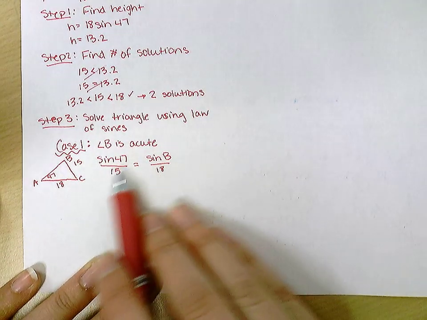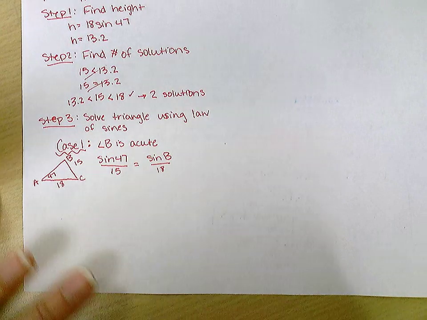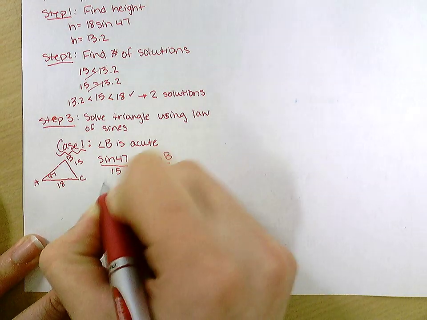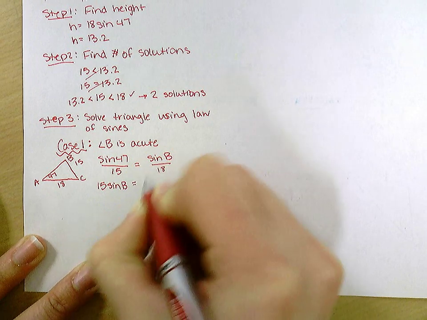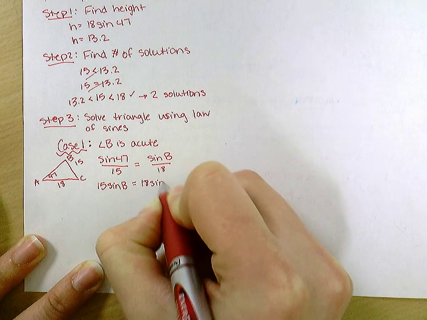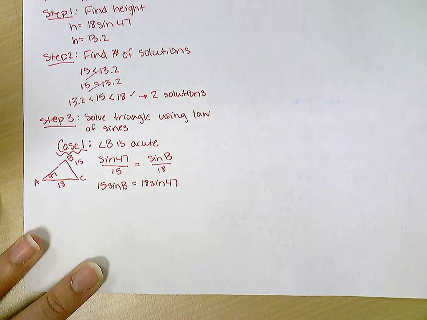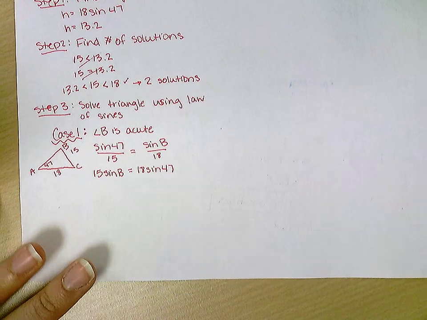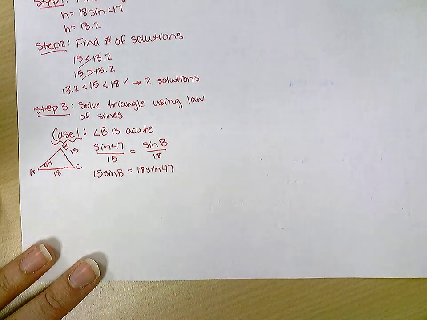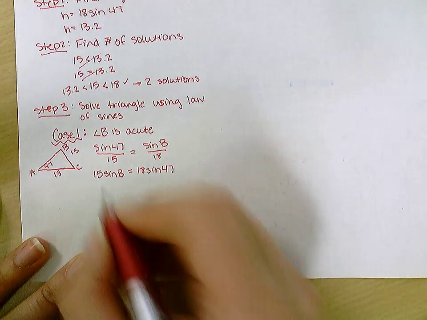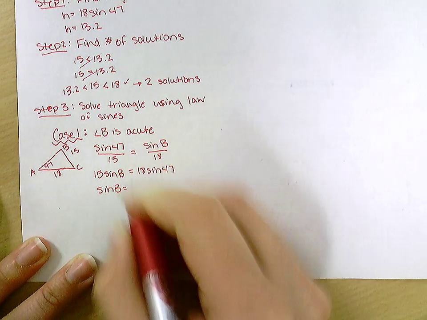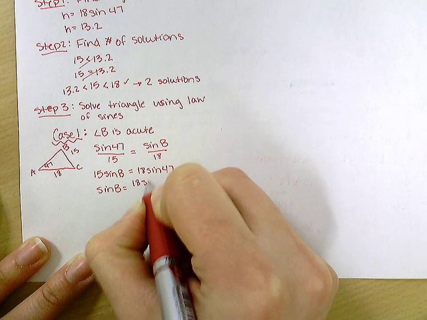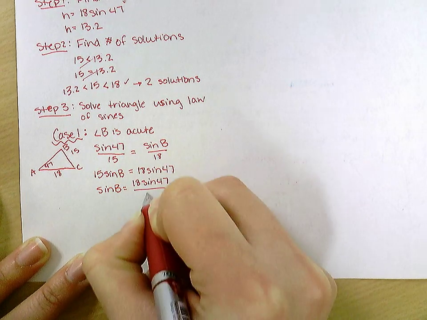Okay, so from here, again, we cross multiply to solve. So we have 15 times the sine of angle B is equal to 18 times the sine of 47. Divide both sides by 15 to get sine of angle B is equal to 18 times the sine of 47 over 15.